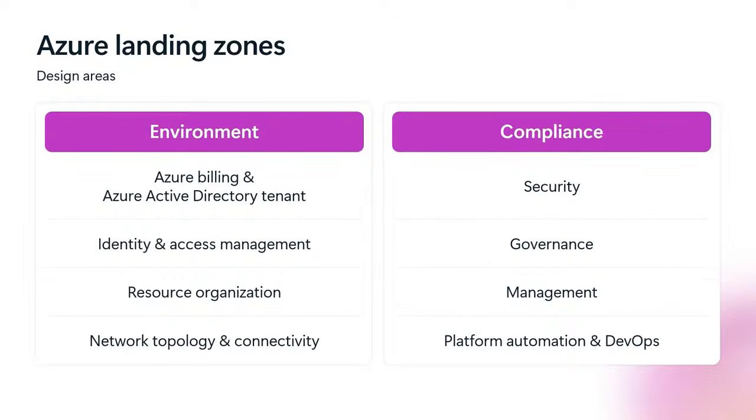And along with our design principles, we have design areas that landing zones follow. Our design areas are broken up into two parts, environment and compliance. In environment, we look at setting up Azure billing and Azure Active Directory tenant, identity and access management, resource organization, network topology and connectivity. Security, governance, management, platform automation, and DevOps make up the compliance and design areas.